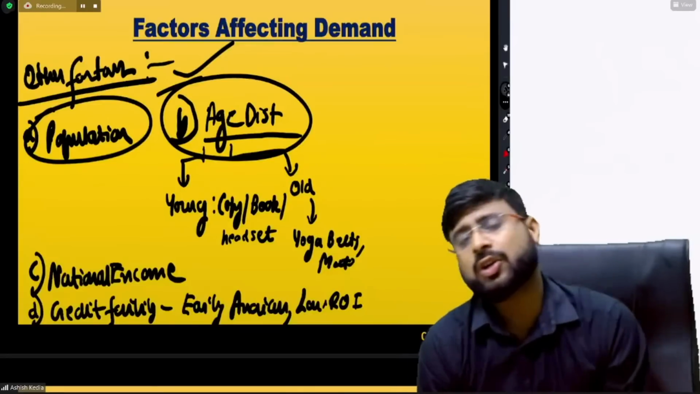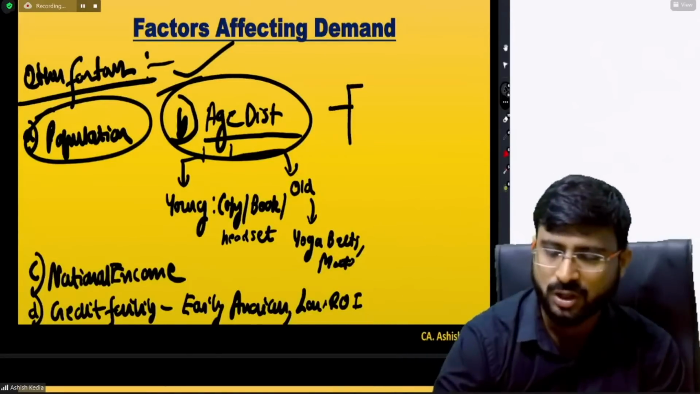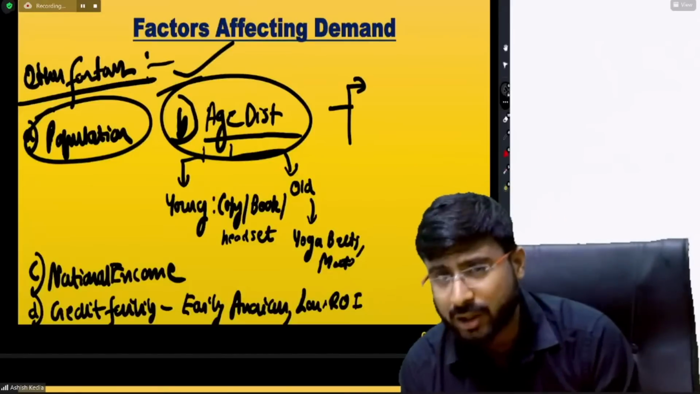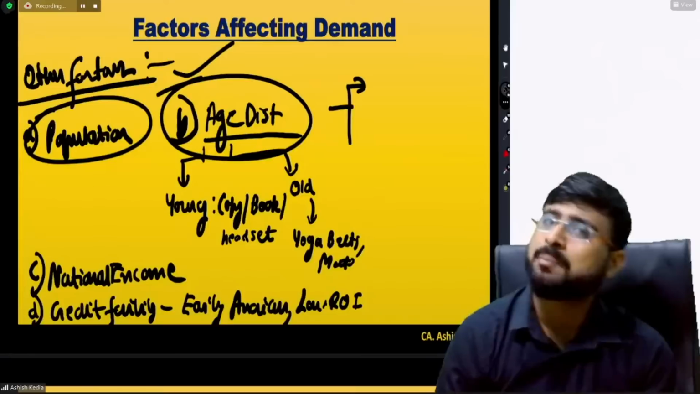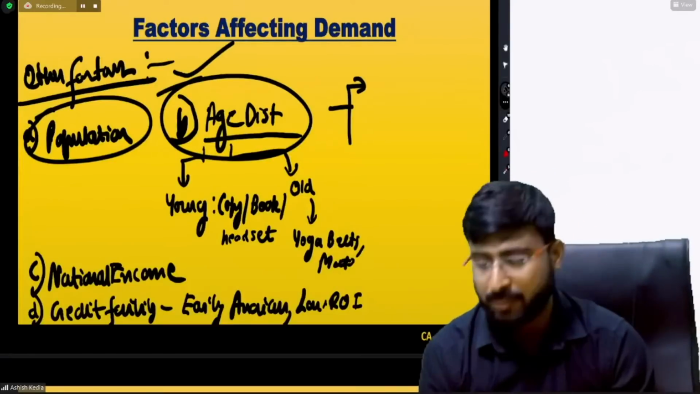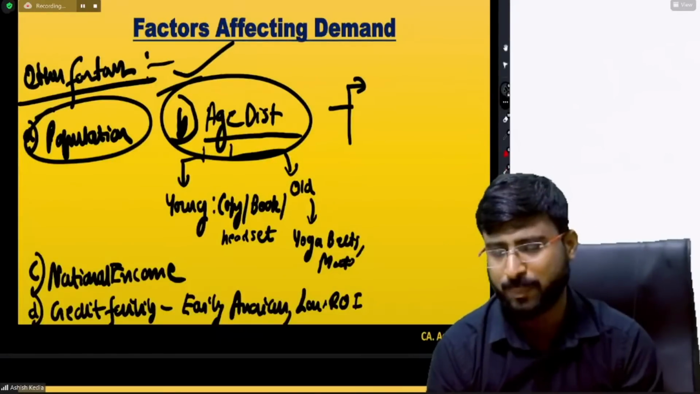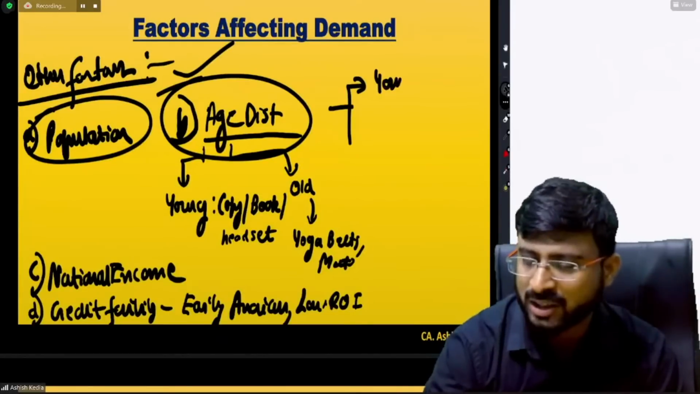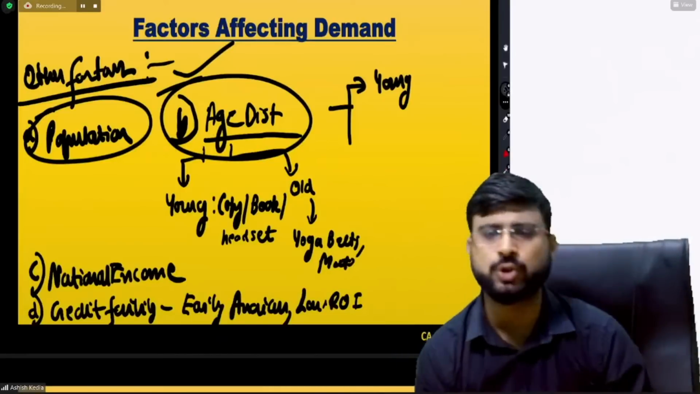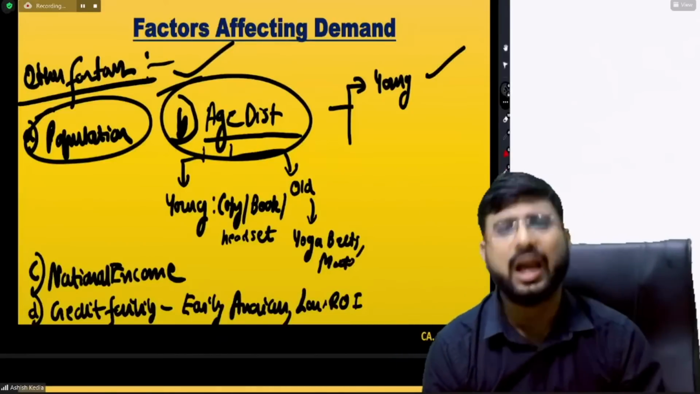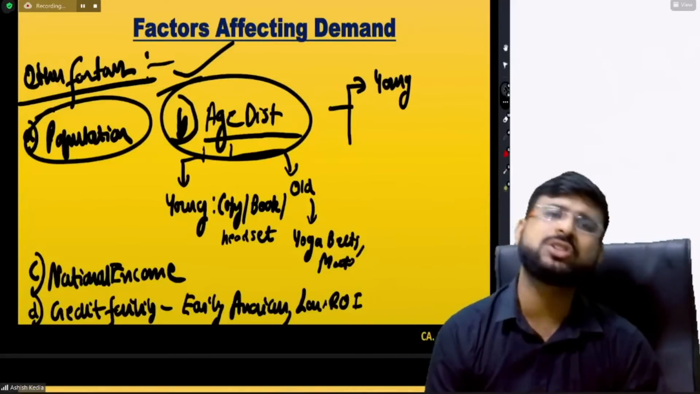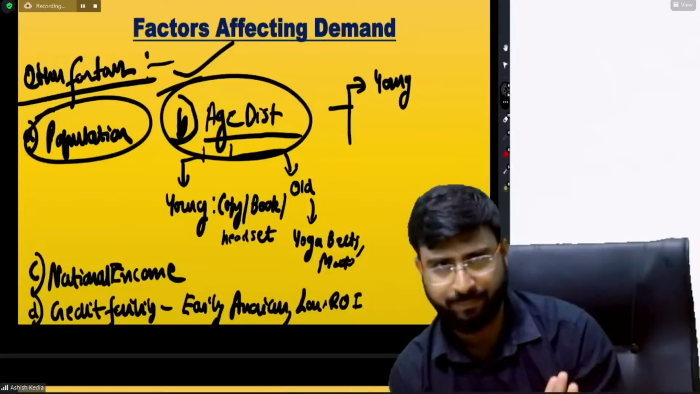Again, another factor is age distribution. So what does your country have? If suppose our country has a majority of people, everyone pay attention, who are young, then demand for those commodities which the young people mostly consume will rise. I'll give you an example. Suppose, just for example, that young people go to cafes more often, right?